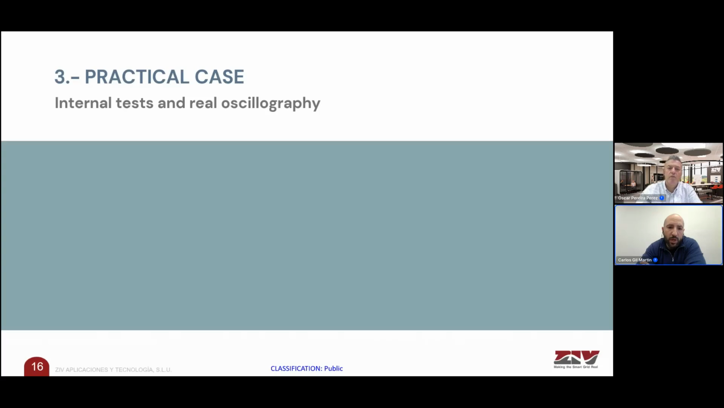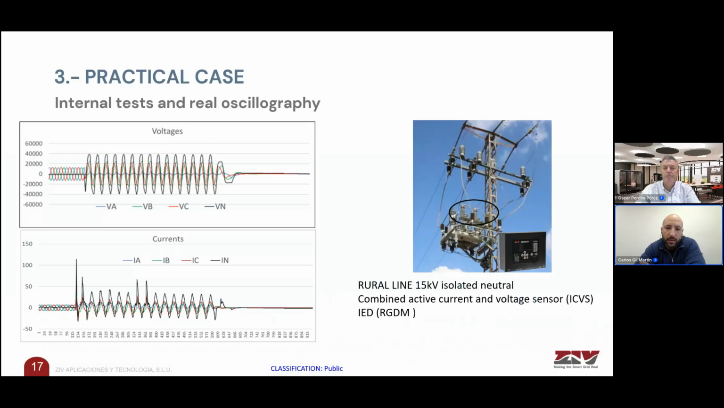Well, I would like to show you a real case, a rural line with 15 kV. It is a configuration grid of insulated neutral. We use here a combined active sensor where we can measure current and voltage in the same piece, and the IED is the RGDM.